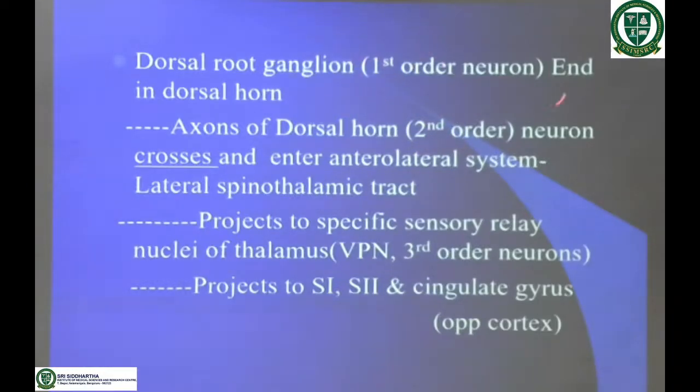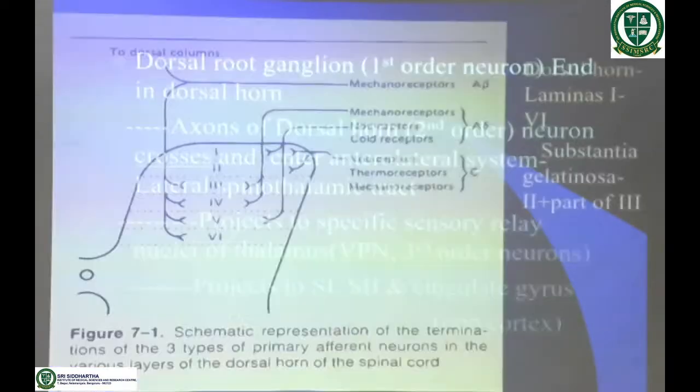So which are the first order, second order, third order neurons for the pain pathway? The first order neuron is the dorsal root ganglion. The second order neuron is the axons of the dorsal horn, which cross and enter the anterolateral system, forming the lateral spinothalamic tract, and project to the ventro-posterior nucleus of the thalamus. The third order neurons project to the sensory area 1 and 2 along with the cingulate gyrus.